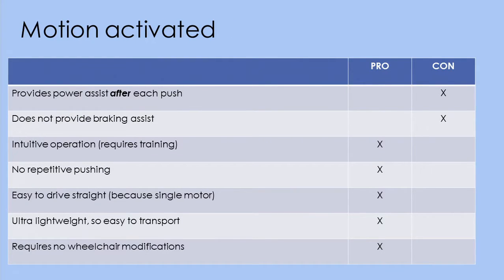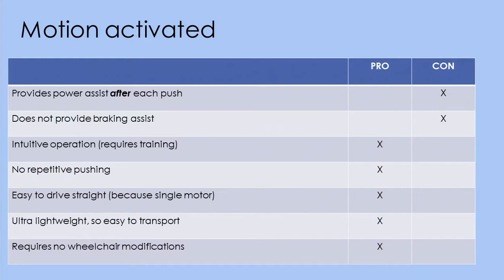So, pros and cons of the motion-based power assist, in this case the Smartdrive. It's a con, it's a negative, in that it only provides power assist after the first push. So the client has to perform the first push even in thick carpet, on a steep hill, anywhere. So they need to have the strength and capability to do that.